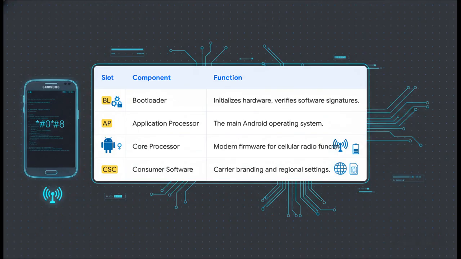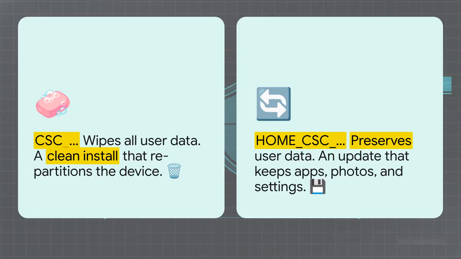The CP file is the modem firmware. It's the phone's voice and ears, managing its connection to the cell network. And finally, the CSC file is kind of like the phone's passport and personality, defining its region and all the carrier-specific rules. Okay, pay attention because this next part is arguably the most critical thing to know.